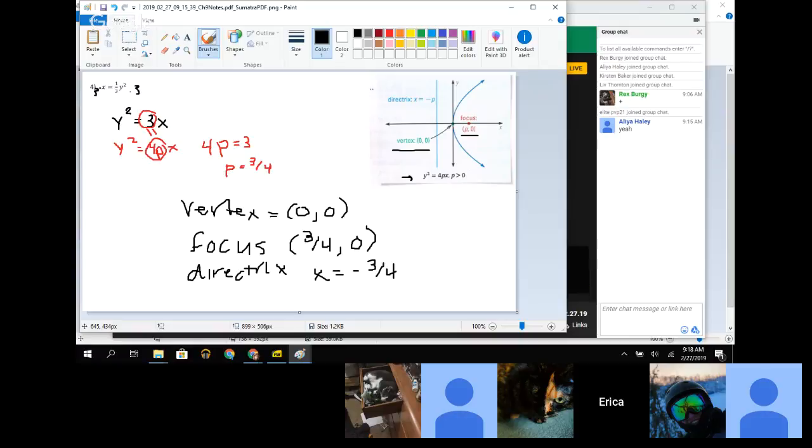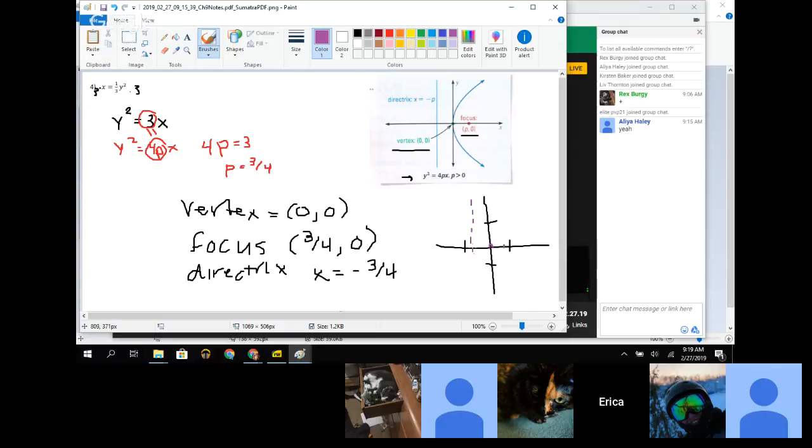Okay. So then if I go to graph all that, I know that my parabola is going to open to the right. Okay. And a really, really rough graph right here. So if this is x equals 1, x equals negative 1, right? I know my vertex is right here. I know my focus is right here. And my directrix is down here. Okay. So therefore, my parabola is going to open out this way.